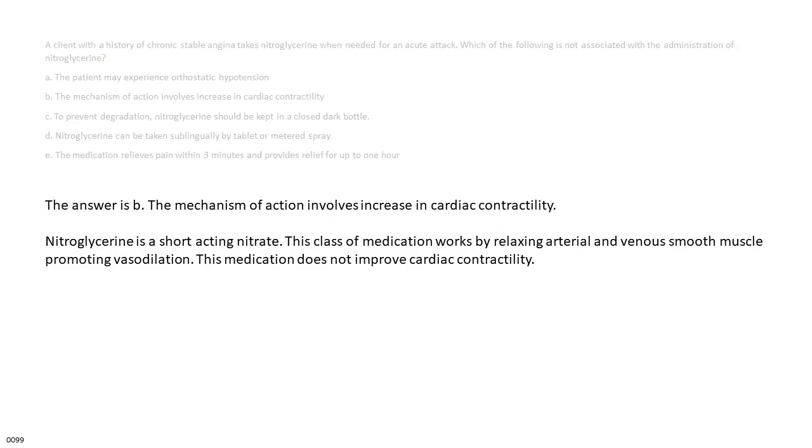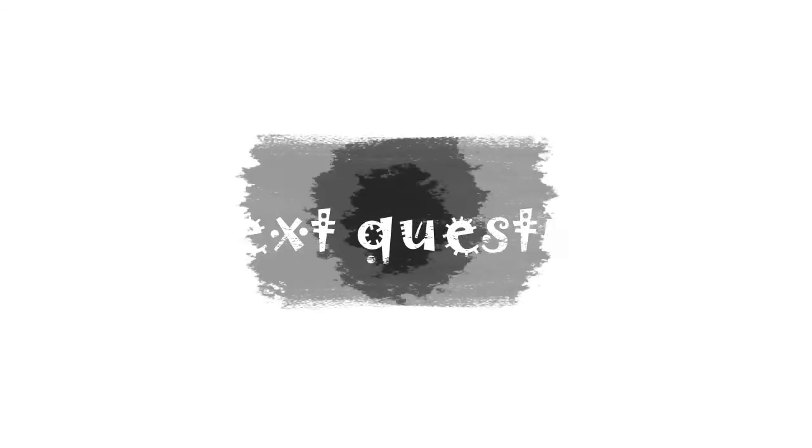The answer is B. The mechanism of action involves increase in cardiac contractility. Nitroglycerin is a short-acting nitrate. This class of medication works by relaxing arterial and venous smooth muscle, promoting vasodilation. This medication does not improve cardiac contractility.